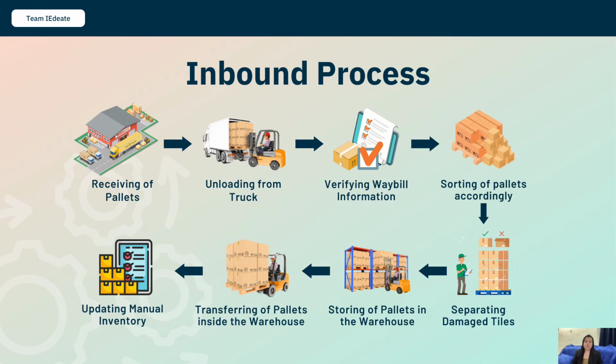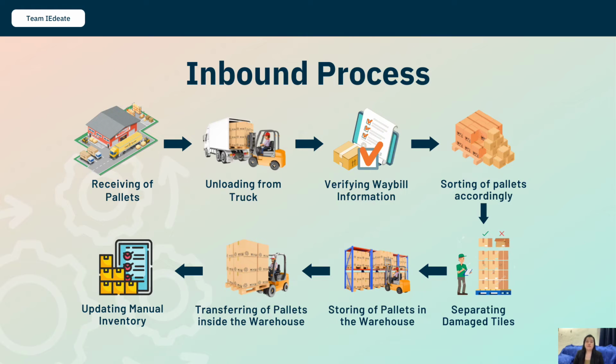The inbound process shows the flow of incoming process in the Zeta International Trading Corporation, starting from receiving ordered tiles from their supplier internationally. Then the warehouse workers will unload the pallets from the truck and temporarily place them on the pavement outside the warehouse to verify the waybill information of their orders. Next, the sorting of pallets by tile variation and size will occur.